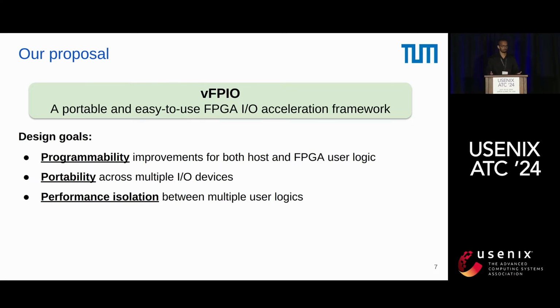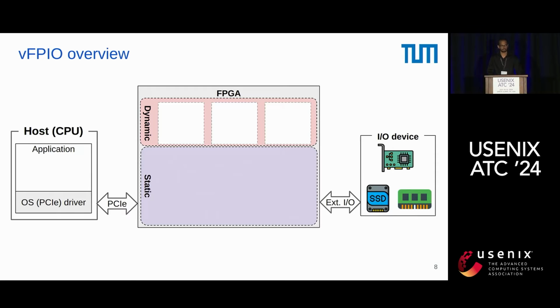So we present vFPIO, which is a portable and easy-to-use FPGA I/O acceleration framework. And vFPIO's design adheres to 3 goals. Firstly, we want to improve the programmability of both the user logic as well as the host-side application logic. Additionally, we want to make sure that the user logics that are written by the application programmers can be written in a portable manner across multiple I/O devices. And finally, we also want to ensure performance isolation when more than one user logic accesses the same I/O device. To do this, vFPIO includes 3 components.